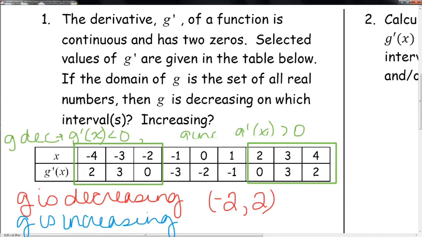So g is increasing from negative 4 to negative 2, and that's what the u means, from 2 to 4. Please don't just include, a lot of you guys are going to just do this, you're going to say it's these values I'm highlighting in blue, and you're going to forget to go to your x-intercepts. Please don't do that. Please make sure you include your x-intercepts.